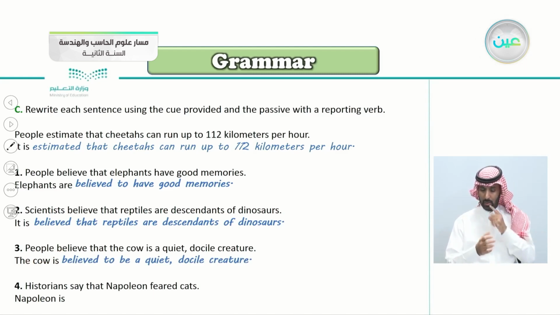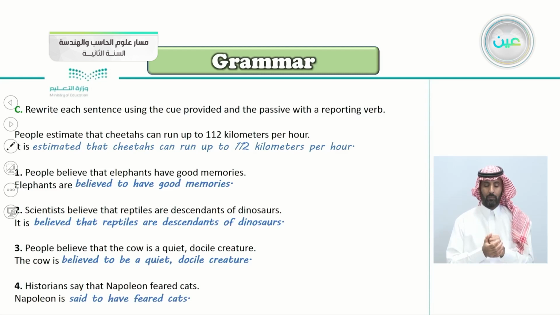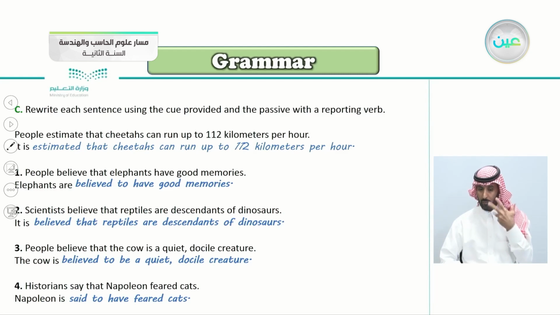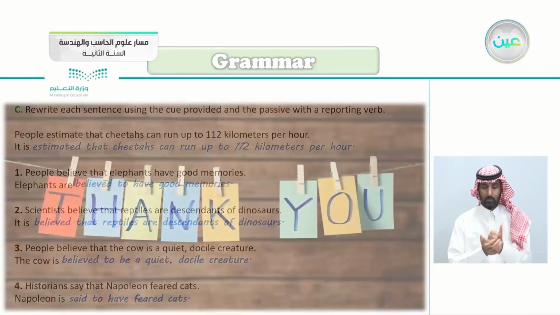Number four, historians say that Napoleon feared cats. So we say Napoleon is, and the verb say, yes, is said to have feared cats. We say Napoleon is said to have feared cats. So when the verb is believe, we say believed. When the verb is say, we say said. When the verb is estimate, we say estimated. The reporting verb is according to the main verb in the sentence.